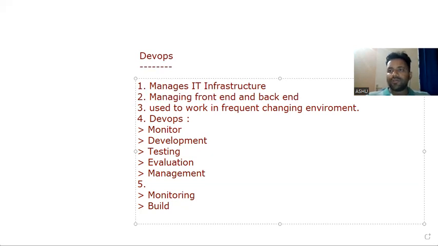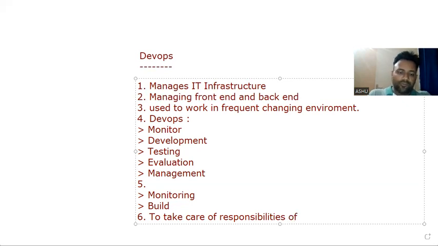This is also one big feature that they have the responsibility to take care of: the responsibilities of production environments and SQL, and managing the backend. That is also important.